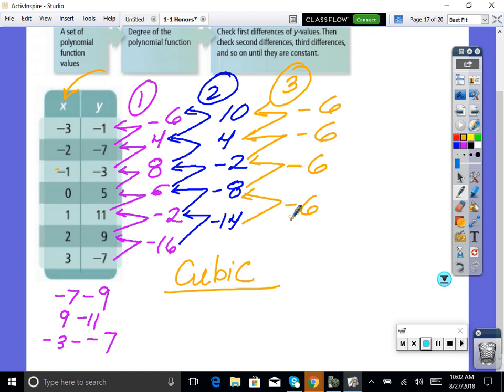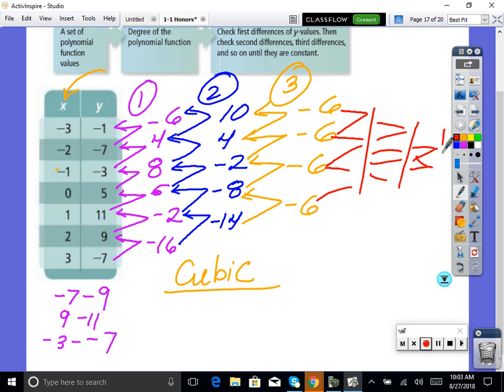Yeah, if you only look at y's. Now here's one thing to note. Let's pretend they weren't the same. We'd go again. They weren't the same. We go again, and then we only have one number here. If that happens, it's not that it's degree 6. You can't determine the degree based on the information you were given. It's some degree, but you can't determine it. You need more information. Does that make sense?